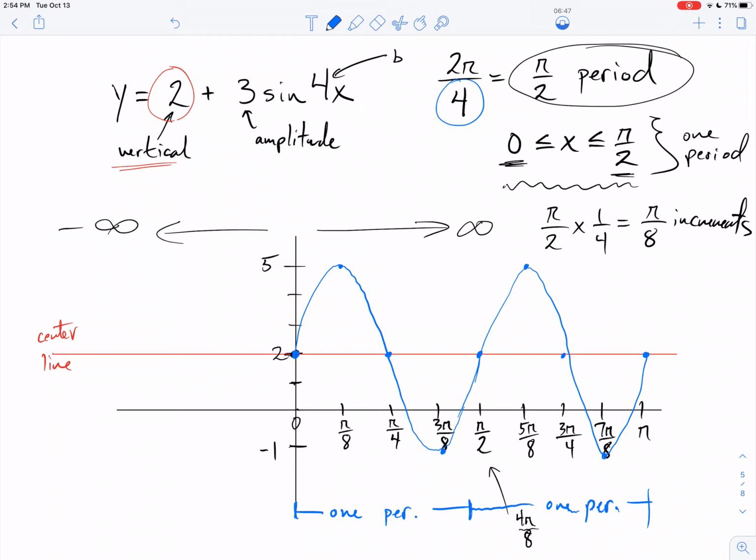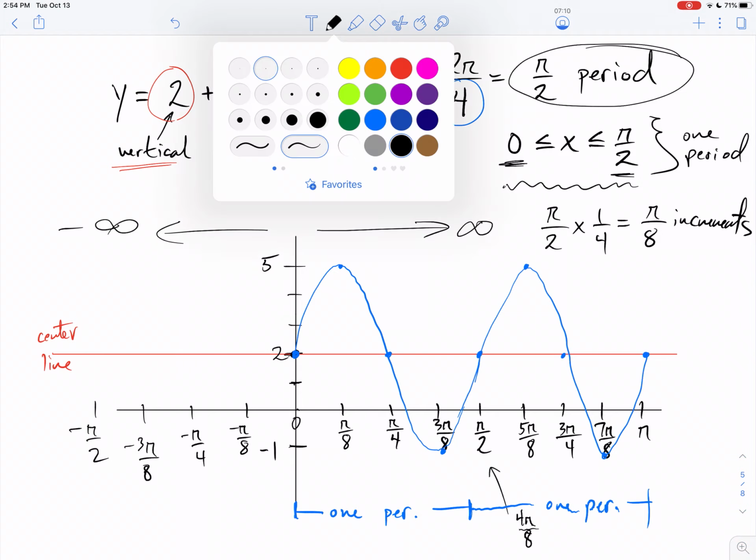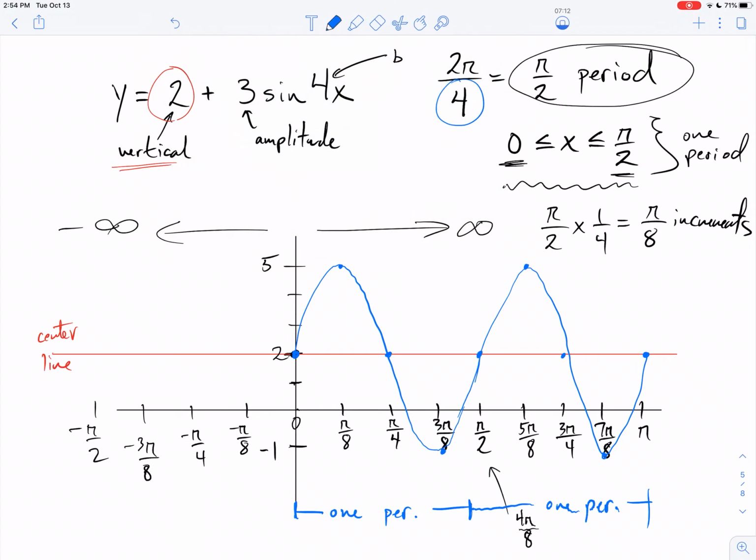But just so you know, the book is going to do it backwards. They're going to end up coming over here and saying negative pi eighths, then negative pi fourths, negative 3 pi eighths, negative pi over 2. And while I'm doing this, I want to caution you, when you shift a graph vertically, don't accidentally go, oh, I'll just put my dot right here. That dot does not land on the x-axis for this example.